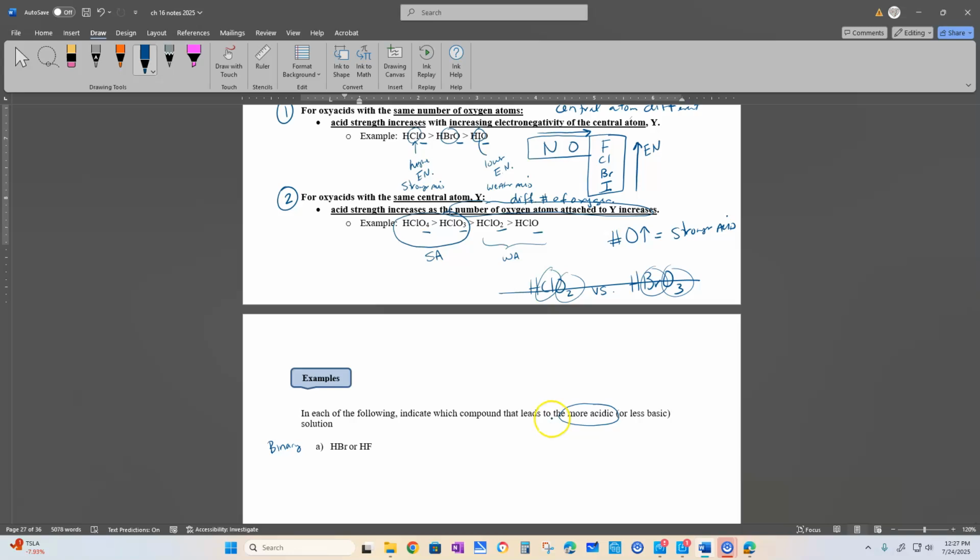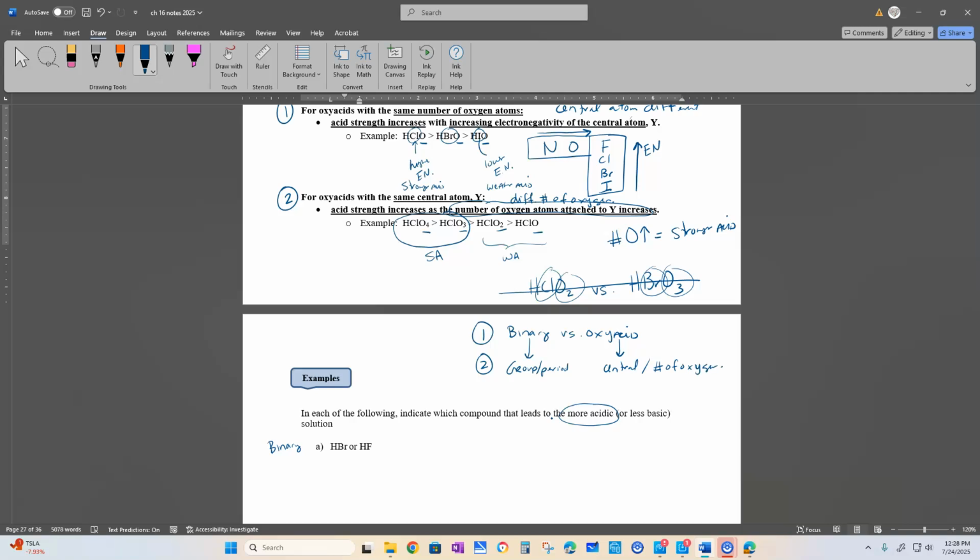So number 1, is it binary versus oxyacid? Now I'm going to help you with the first one with the explanation. Number 2, okay? Sometimes with binary, are you looking at a group trend or a period trend? With oxyacids, are you looking at the central atom that's different or the number of oxygens that are different?